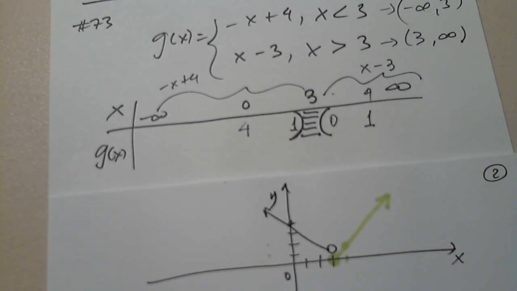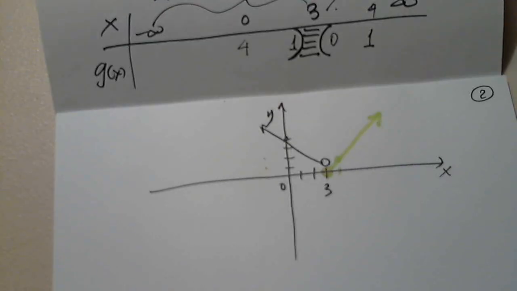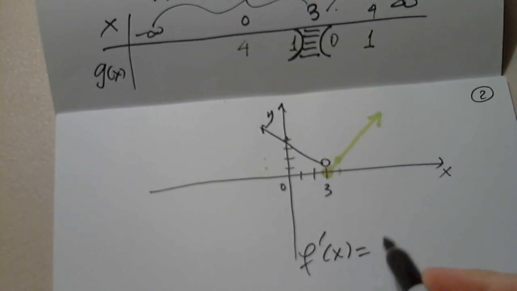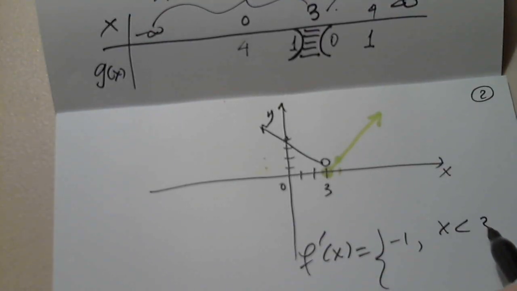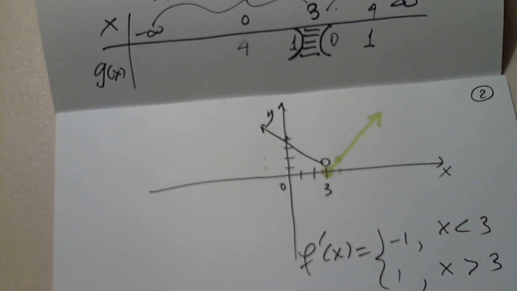Good. So the function does not have a limit at 3. The limit from the left is 1. The limit from the right is 0. And that is its graph. Is it differentiable? Well, I can find its derivative. It's differentiable on the left, which is -1 for x less than 3, and is differentiable on the right, which is 1 for x greater than 3. But it's not differentiable everywhere because it's not continuous everywhere, so it's not continuous at 3.